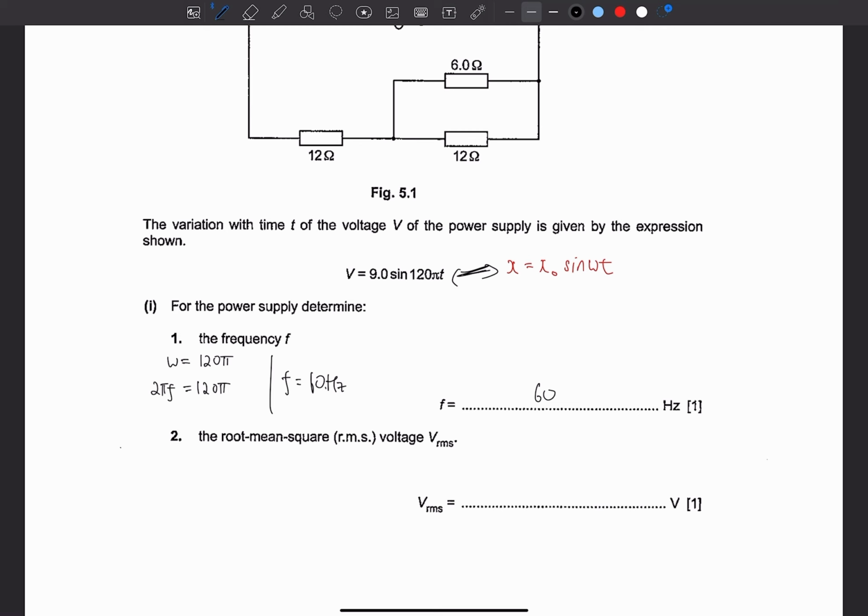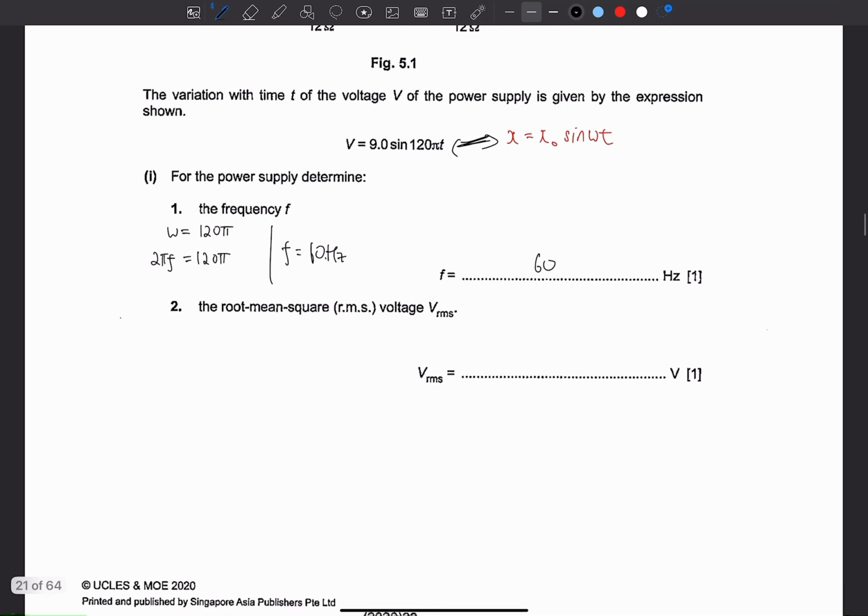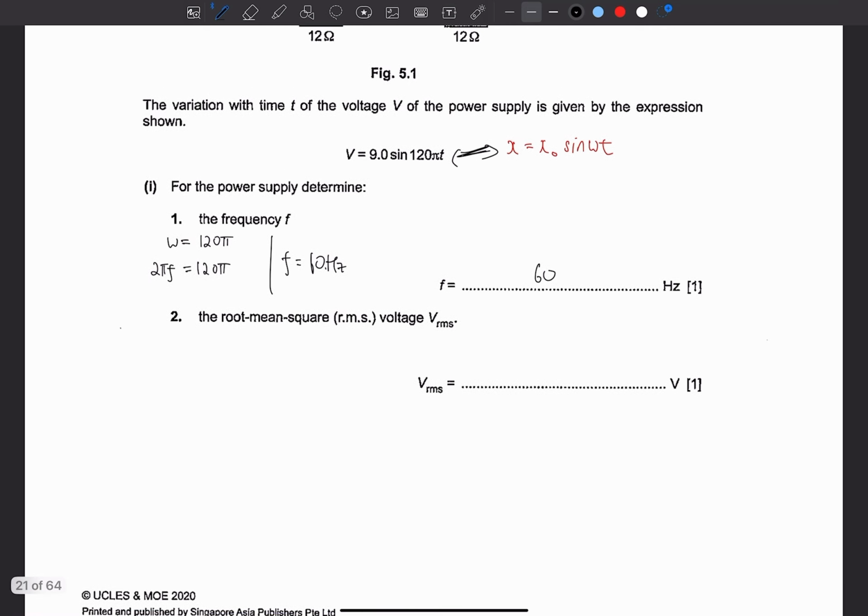Simple. Alright, next. Next, they want us to find the V rms. So, just memorize. V rms equals V naught over root 2. And what is V naught? V naught is the second value here. It's the one with the subscript 0. So just throw in the number 9.0 over root 2 and you will get 6.36 volts. Round it off to 2 SF.